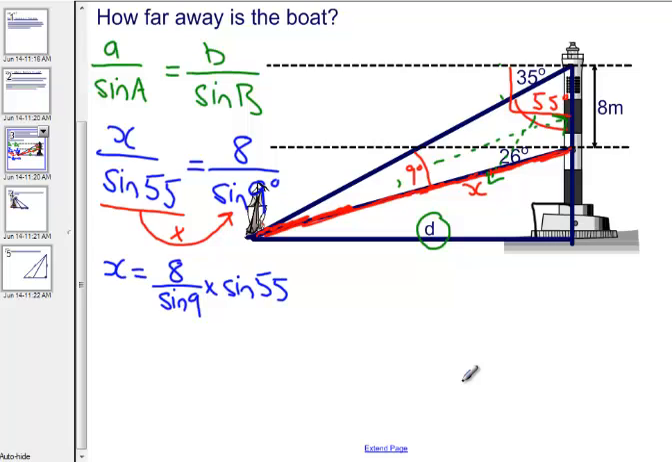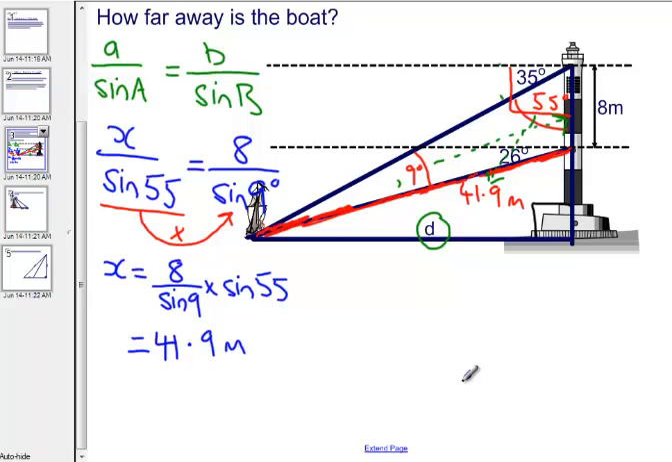Doing that quickly on our calculator, 8 over sine of 9 multiplied by sine of 55, and that gives us roughly 41.9 meters. With this new bit of information, I'll label that instead of the x. Get rid of that x. Put on our 41.9 meters.